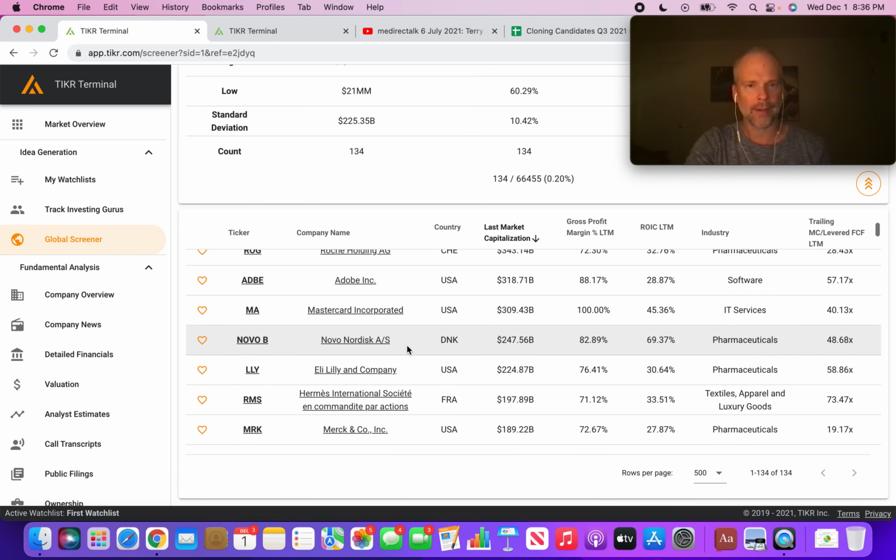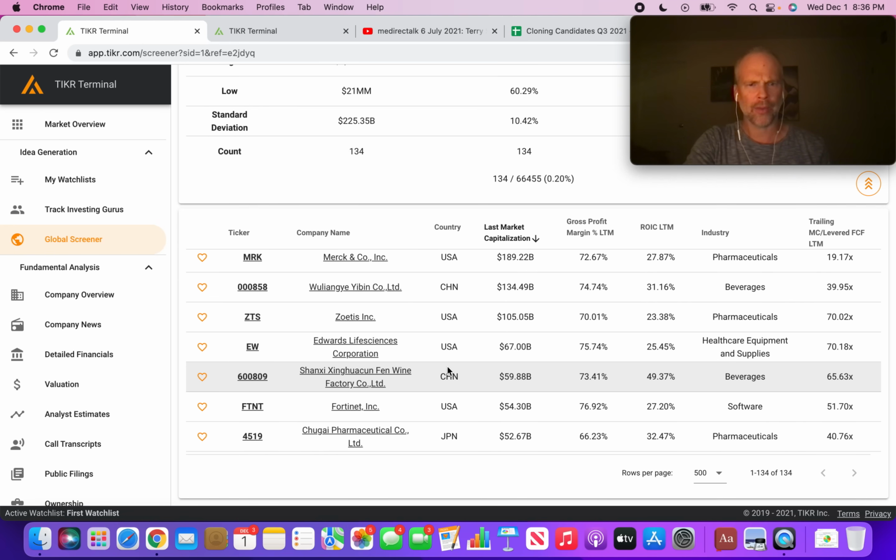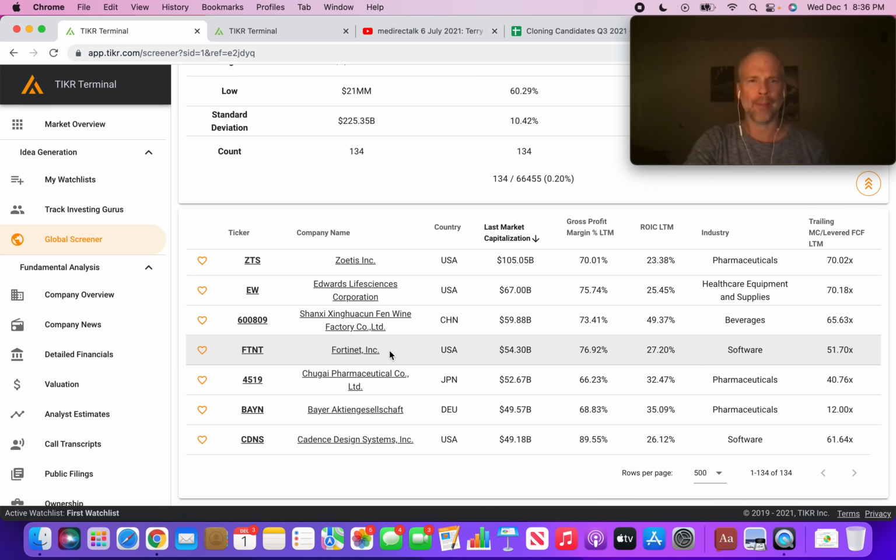Novo Nordisk is in the Fundsmith portfolio. Edwards Life Sciences, Fortinet, I believe, is in the Smithson portfolio. I don't think it's in the main Fundsmith portfolio. I think it's in the small and mid cap portfolio, which is kind of silly since it's a $54 billion market cap company.